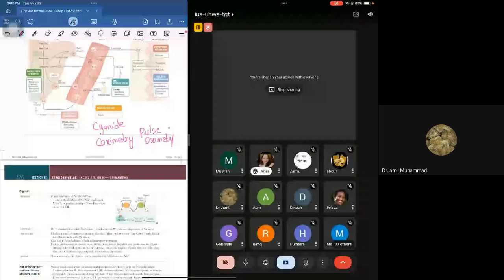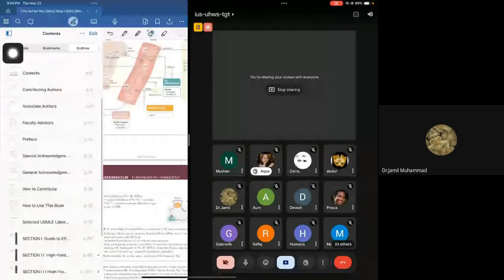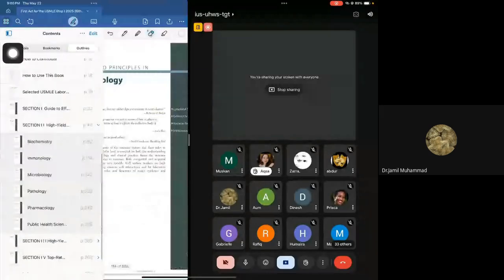In the case of cyanide poisoning, both the co-oximetry as well as the pulse ox are going to be normal, right? Why? Because you are not having any problem with the oxygenation of hemoglobin. You have all the oxygen in the world, right?